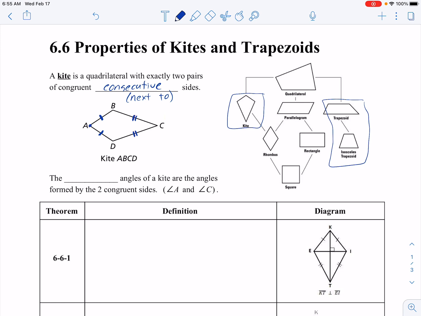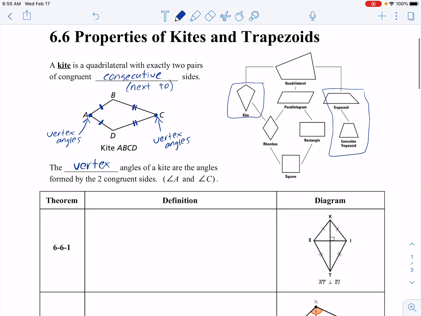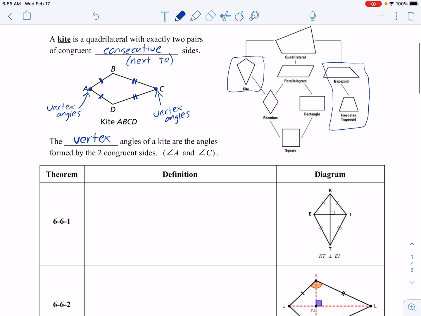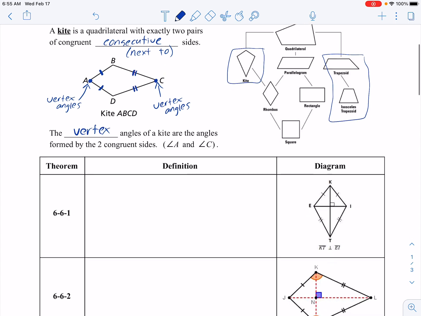Something else I'd like to point out, these angles right here, A and C, these are called our vertex angles. Okay, and the vertex angles are where those congruent sides meet. So A and C are called vertex angles. And you'll see more of those. And they have a few other properties that we're going to list down below here. Vertex angles of a kite are formed by the two congruent sides right where they meet. The other angles would just be called our non-vertex angles. That would be B and D.